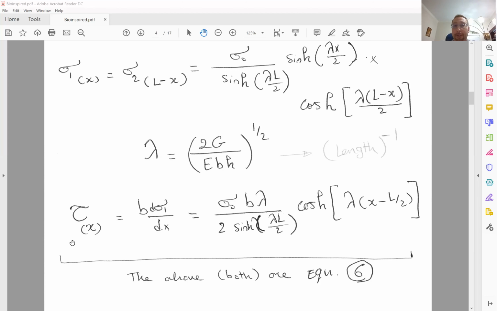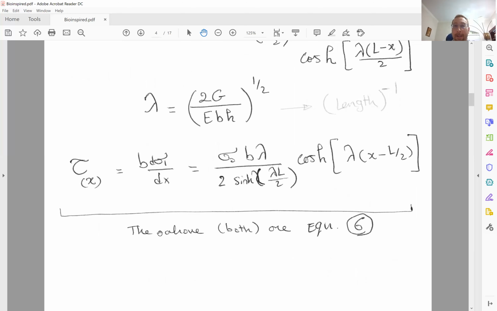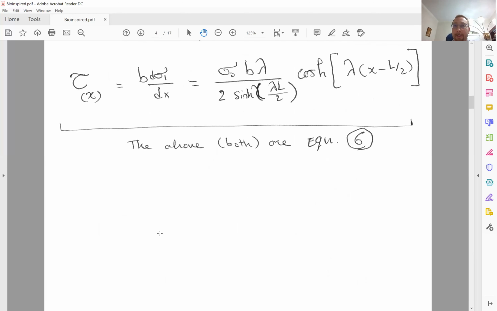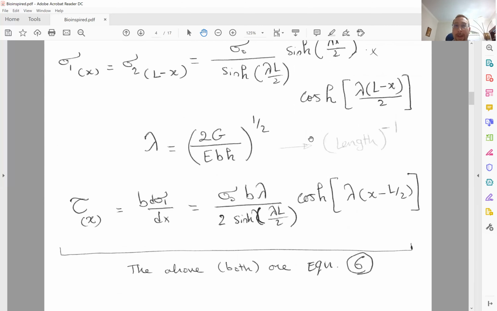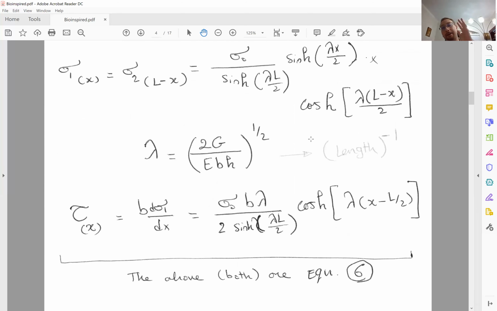We can also calculate tau from equilibrium equation. Keep in mind tau was d sigma dx times b. So if I have sigma from here, I can easily calculate tau. This is what we call our equation 6. And it's a very important equation. Equation 6, both components are only valid for the elastic, in the elastic regime, okay?